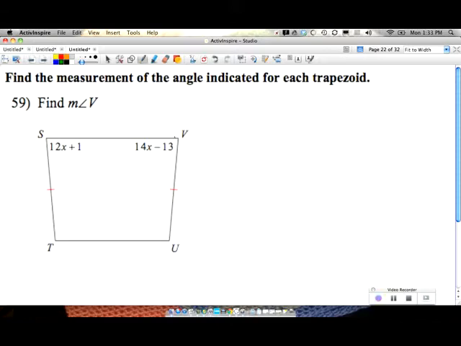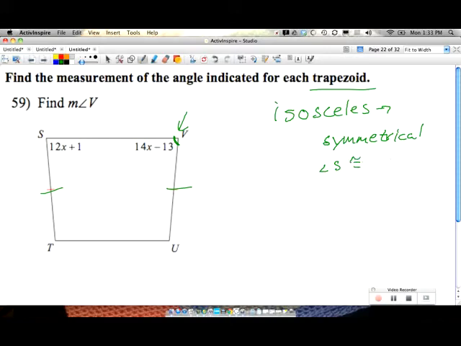59, find the measure of angle V. So they're asking us this piece right there. We know again that this is a trapezoid, that it has equal legs, therefore it is isosceles, which means it is symmetrical, which means that angle S is congruent to angle V. So we can set those two things equal to each other. 12x plus 1 equals 14x minus 13.